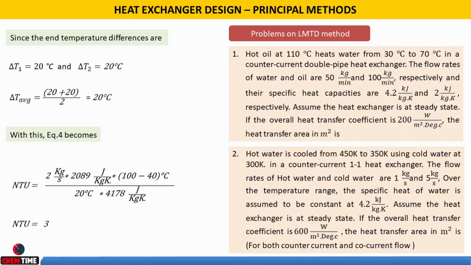Now, based on the LMTD method, we are giving two problems which were asked in the GATE examination. These two problems are shown below. One is: hot oil at 110 degrees centigrade heats water from 30 degrees centigrade to 70 degrees centigrade in a countercurrent double pipe heat exchanger. The flow rates of water and oil are 50 kg per minute and 100 kg per minute respectively, and their specific heats are 4.2 kilojoules per kg Kelvin and 2 kilojoules per kg Kelvin respectively. Assuming the heat exchanger is operating at steady state, if the overall heat transfer coefficient is 2000 watts per meter square degree centigrade, calculate the heat transfer area.